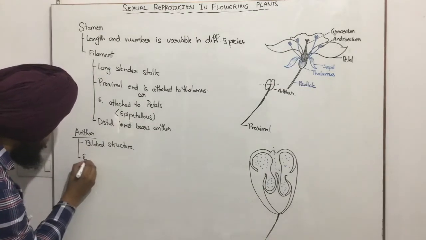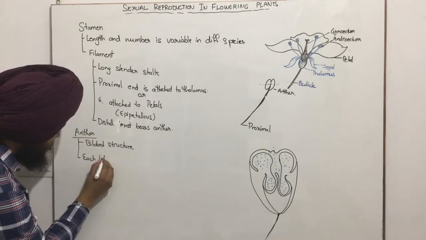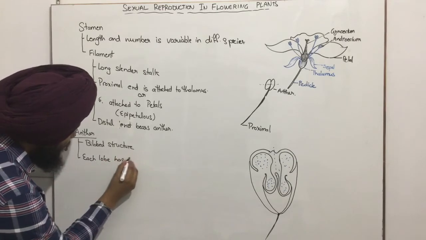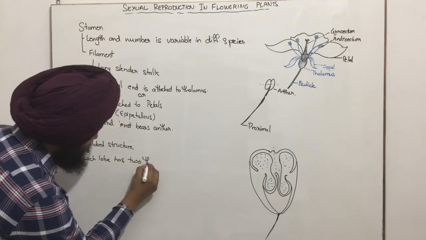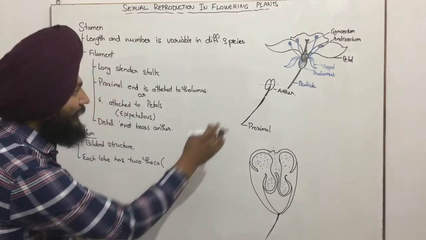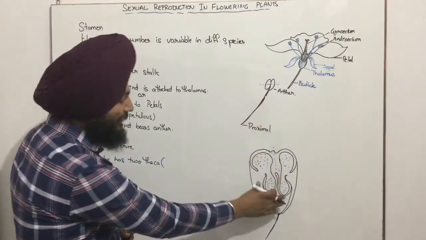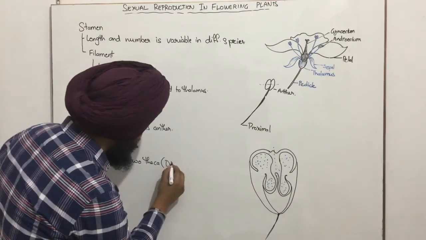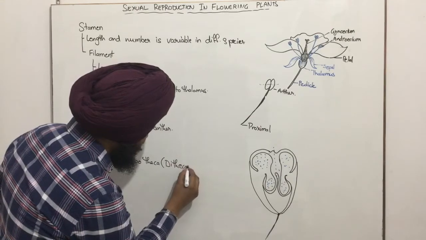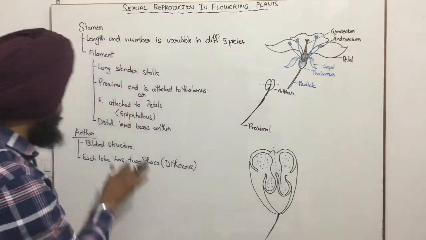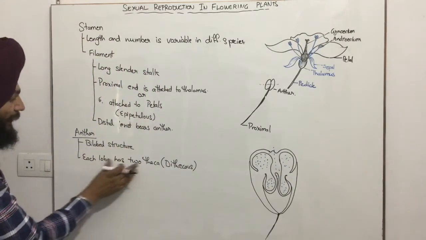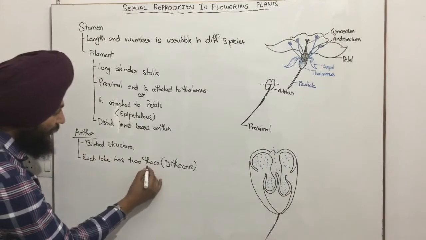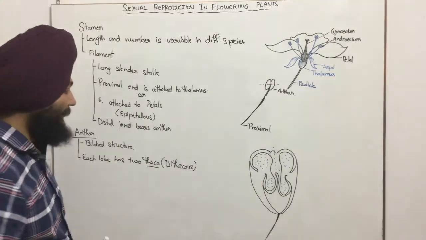So each lobe has two theca, and that is why anthers with such an arrangement are called dithecous. So anthers are bilobed. Each lobe has two compartments or two theca. So it is called dithecous.